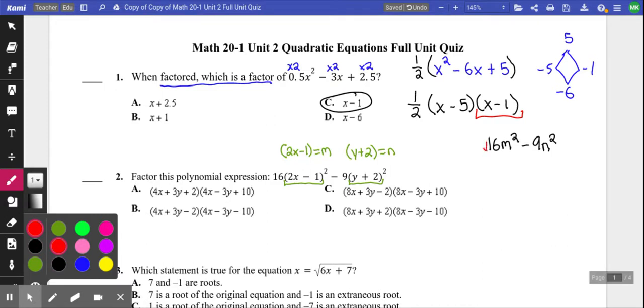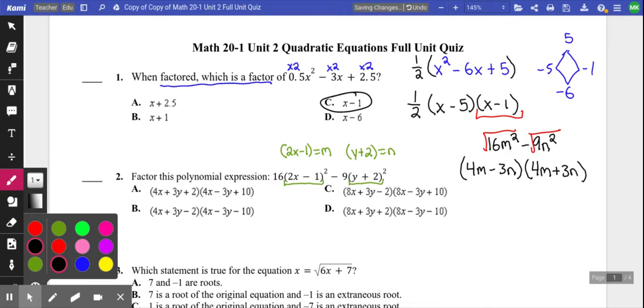That is a difference of squares. I can square root both things. Remember, that'll give me 4m minus 3n. That's only my first binomial. My second binomial is the conjugate. It's the exact same thing with a different symbol in the middle.